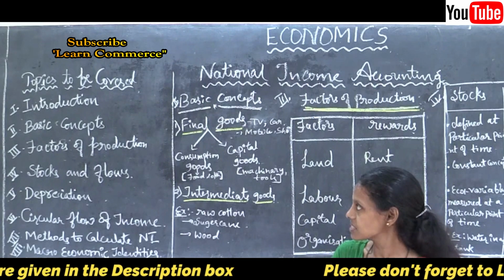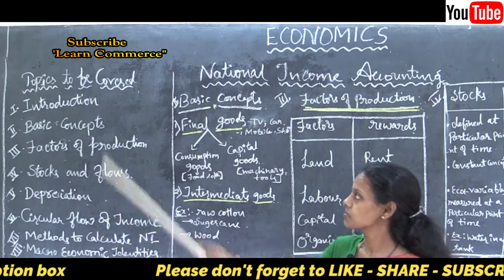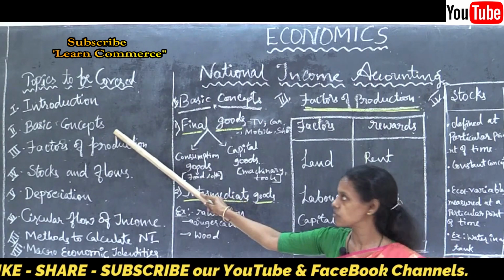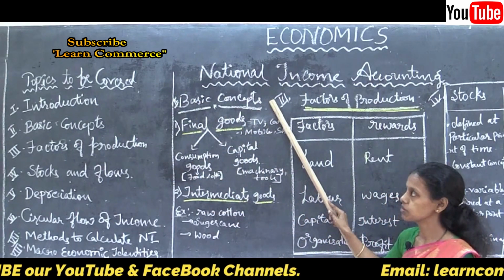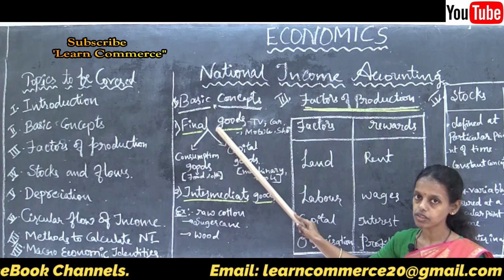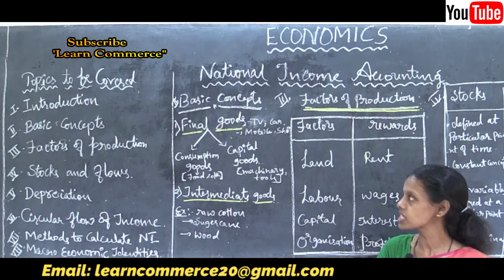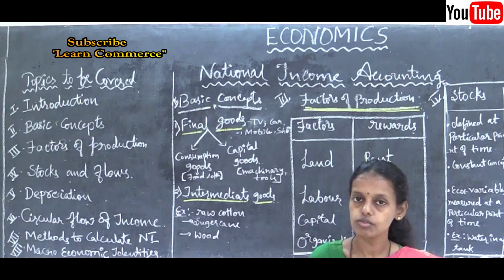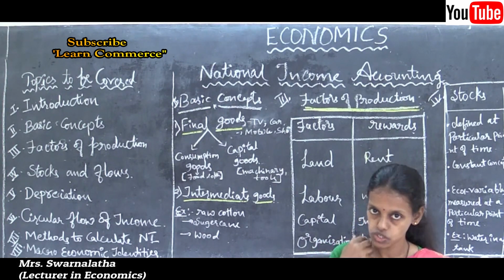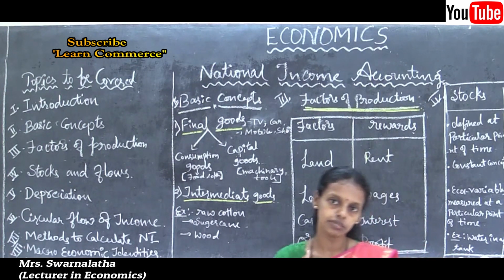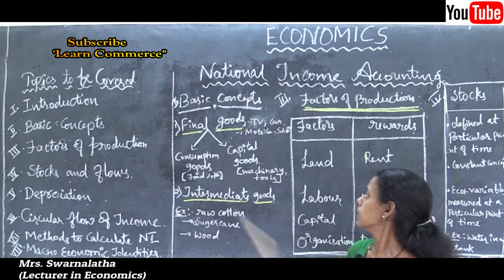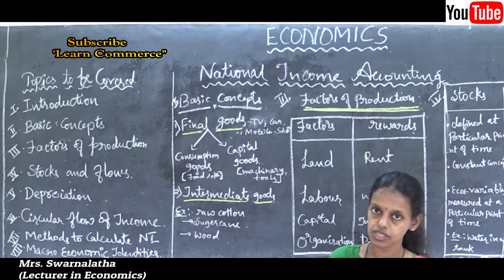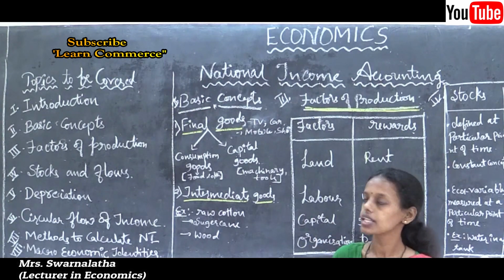So let us see the basic concepts of macroeconomics. What are they? The basic concepts of macroeconomics mainly include final goods, intermediate goods, consumption goods and capital goods. Basic concepts are nothing but the goods used in the production process at a macroeconomic level.